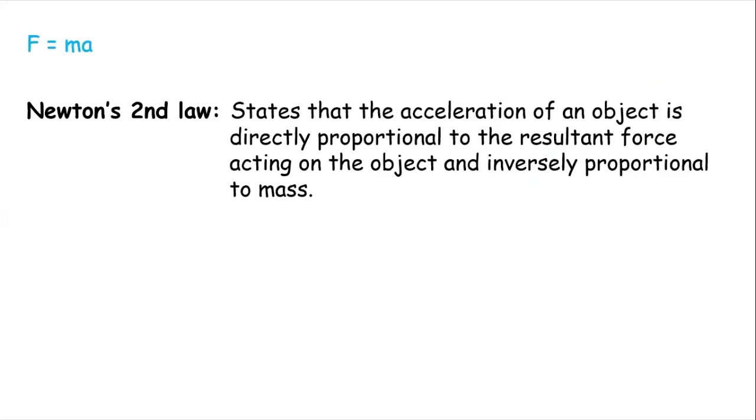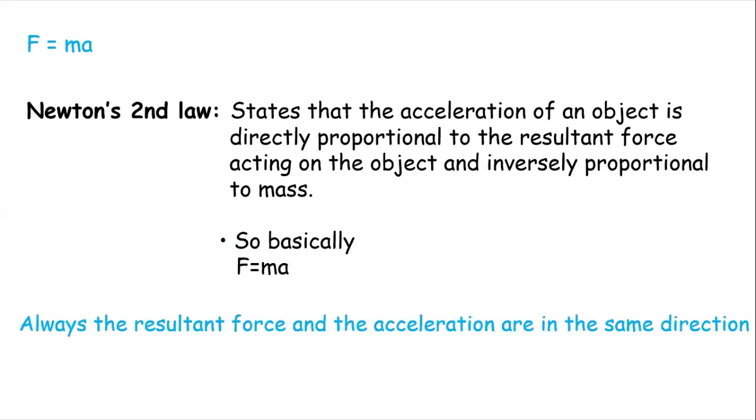F is equal to ma. Newton's second law states that the acceleration of an object is directly proportional to the resultant force acting on the object and inversely proportional to mass. So basically, F is equal to ma. Always the resultant force and the acceleration are in the same direction.